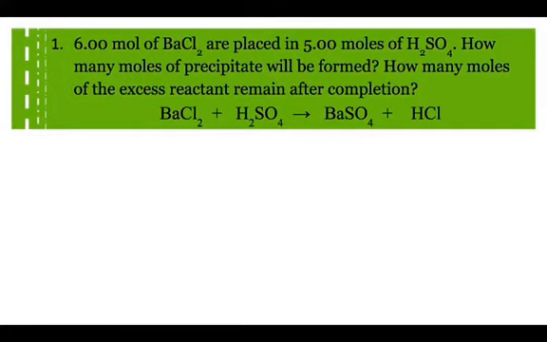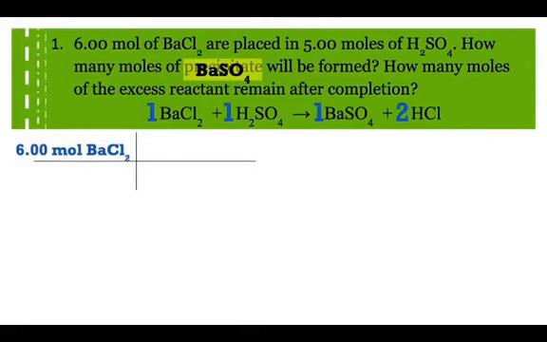Here it tells us that 6 moles of barium chloride are placed in 5 moles of H2SO4. So that's the reaction we see down here, which luckily is pretty simple to balance, just a 2 there at the end. It wants us to figure out how many moles of precipitate will be formed, and I'll tell you a little bit later how to predict what the precipitate is going to be, but for right now, just imagine that asks you for how many moles of barium sulfate will be formed, and of course how much excess reactant remains after completion.